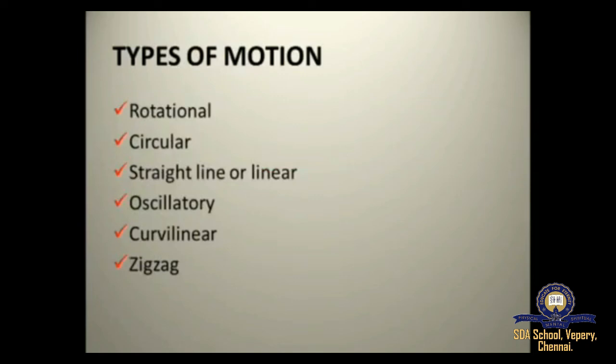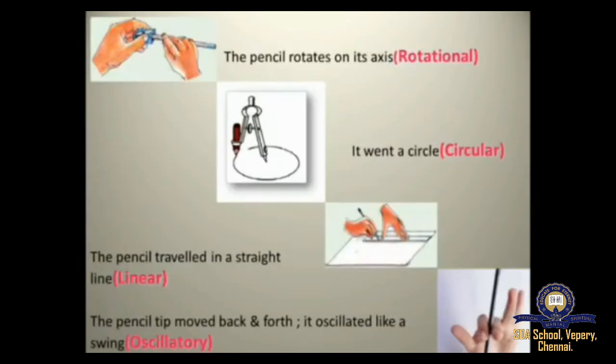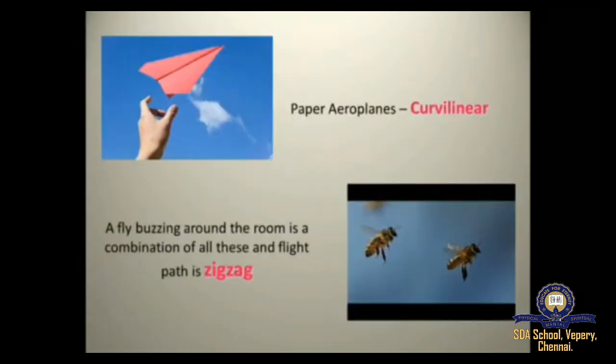And next we saw the types of motion. What are the types of motion? Rotational motion, circular, linear, oscillatory, curvilinear, and zigzag. And we even saw examples of each type of motion.